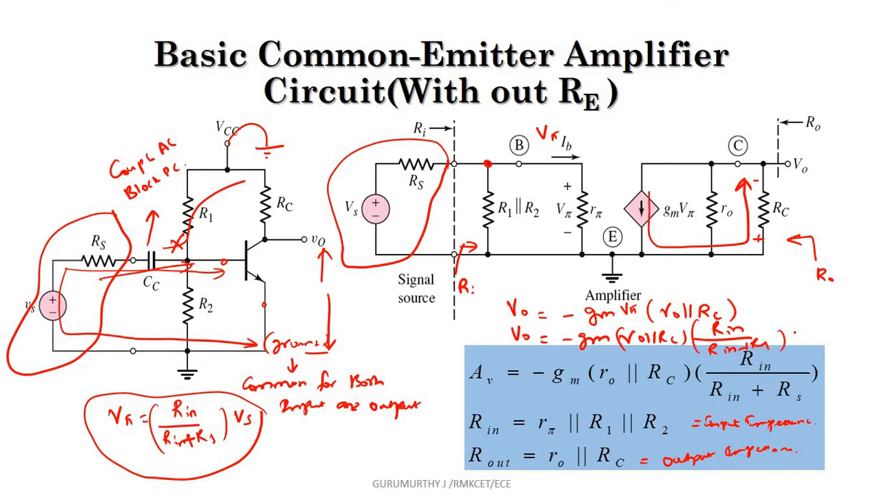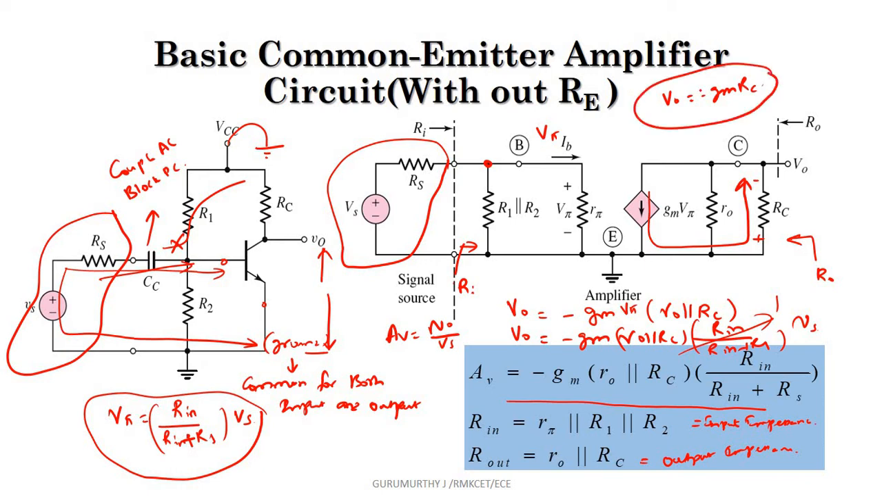Rin plus Rs, into Vs. So voltage gain is nothing but V0 by Vs. So that is how you get this result. Right? We can make approximation. So this Rs is much smaller, so this whole term will become equal to 1. And if R0 is parallel to Rc, R0 will be a larger quantity and Rc will be a smaller quantity. The equivalent will be lesser than the smaller value, which is nothing but Rc. So if you make approximation, the approximate gain is minus gm into Rc.